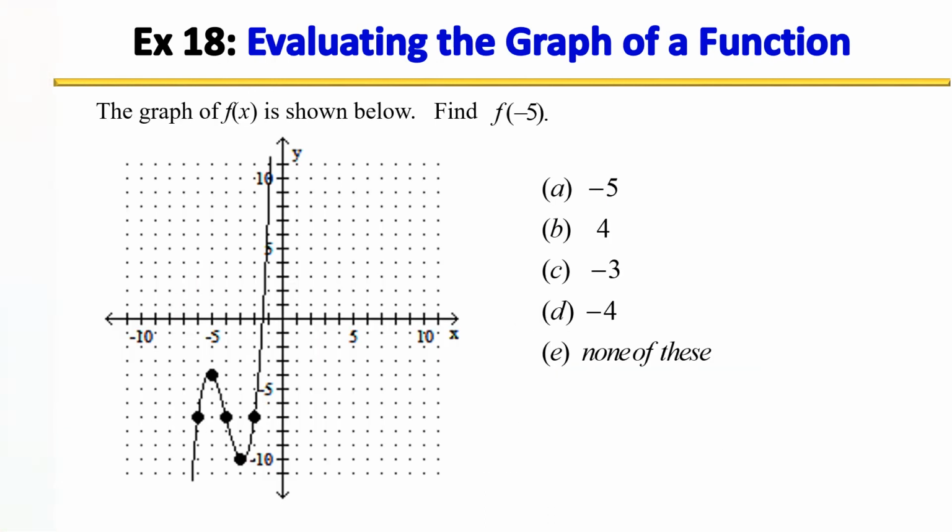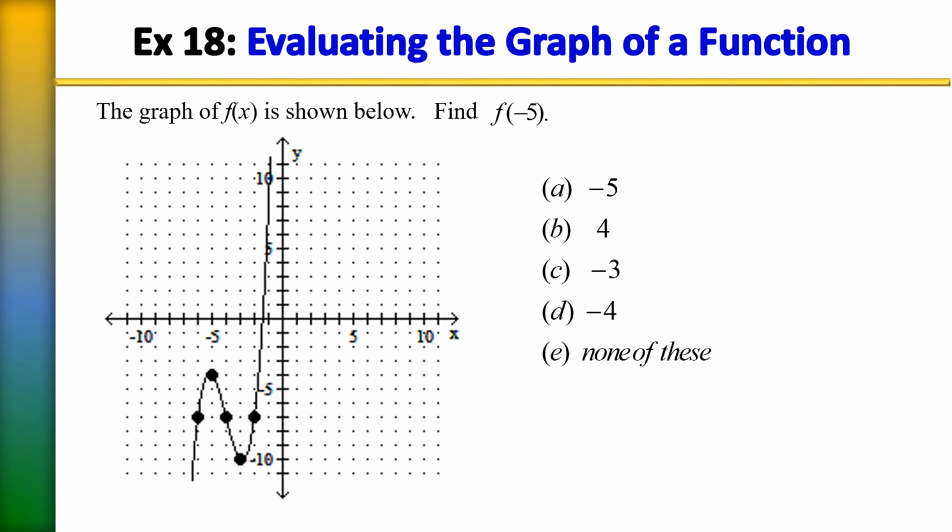In this example, we're asked to evaluate f of -5. When you're given a graph and you want to evaluate that function, whatever number you have inside the parentheses, recall that's your input, which is your x value. So on the x-axis, you're going to go over -5 so that you'll be able to find out where that graph lands in terms of its y value, its output.